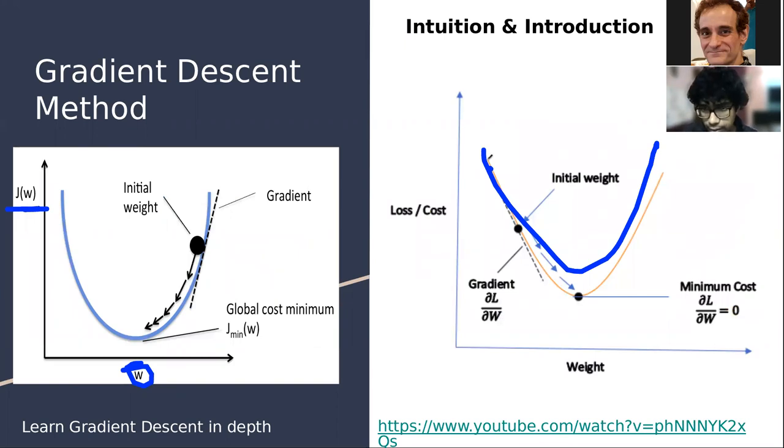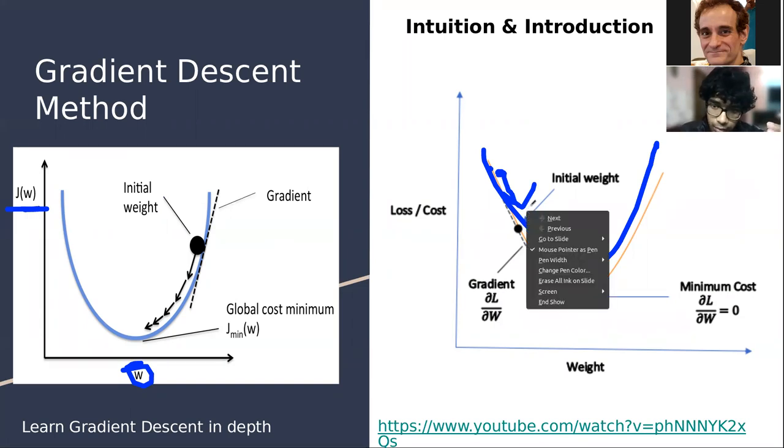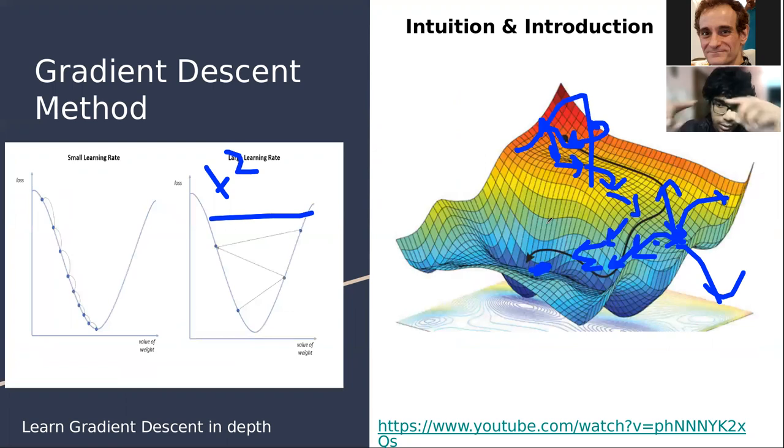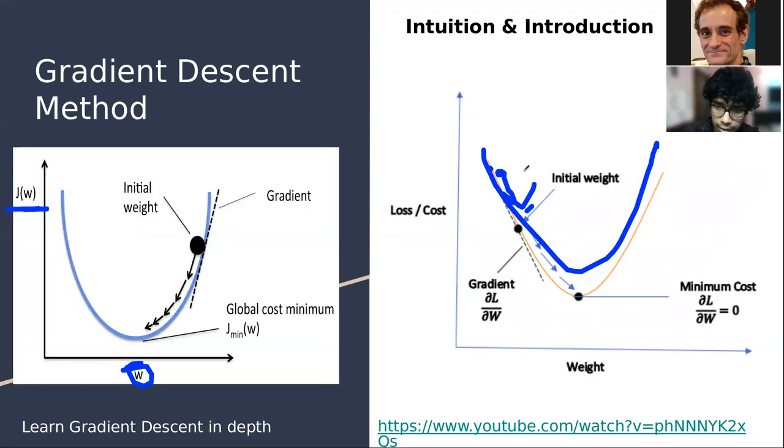Let's say you're here. It calculated the cost and shifted over here. Now again, it calculated the cost and shifted. It's more like this, more like this. It's a better visualization compared to that.